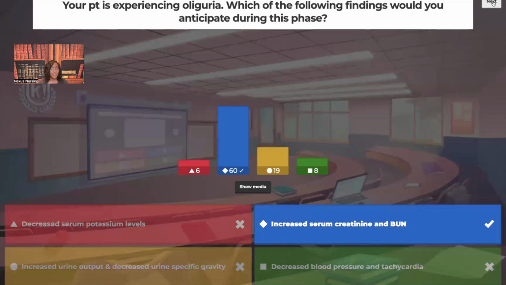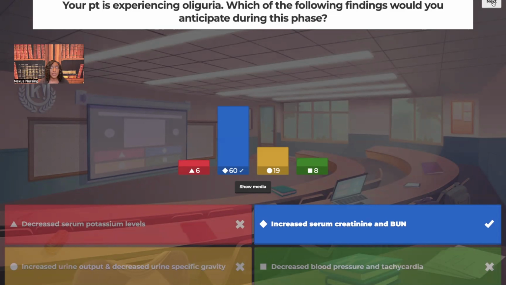Very good. Increased serum creatinine and BUN. We expect the BUN and creatinine to be increased. Kidney's not working the way it's supposed to. That's why they have oliguria. What's oliguria? They're not urinating. No or minimal urination, right? Look at the wrong answer choices. Decreased serum potassium levels. If they're not urinating, they're holding on to the potassium. If anything, the potassium would be increased, not decreased. So that can't be it.